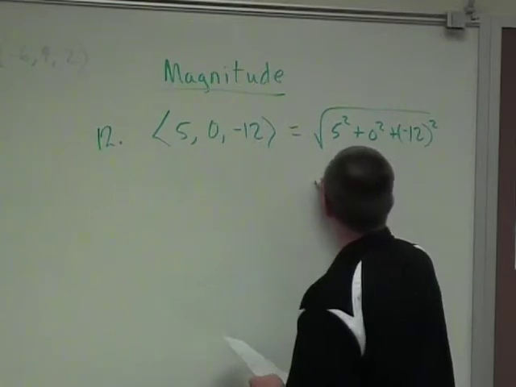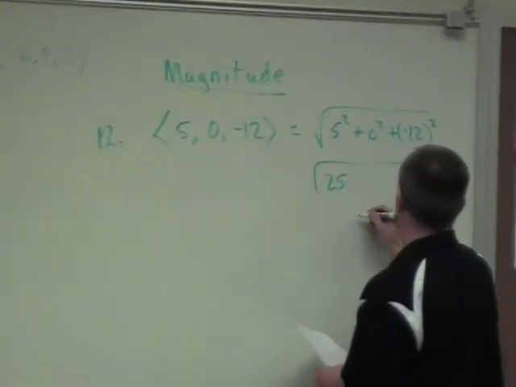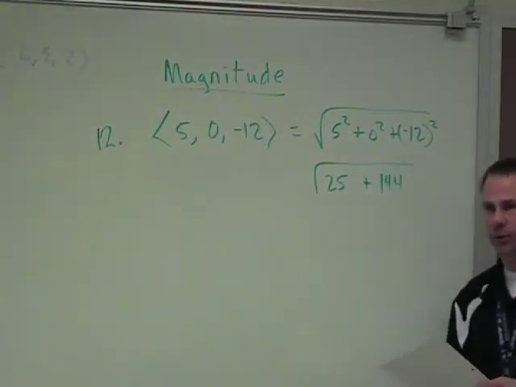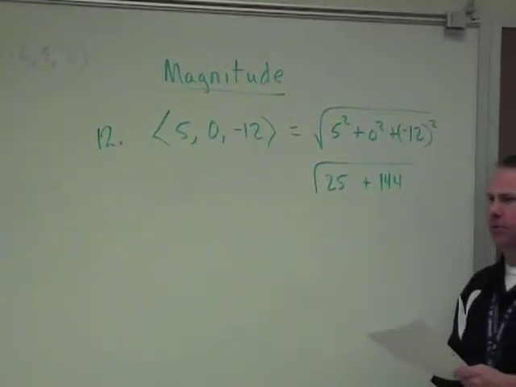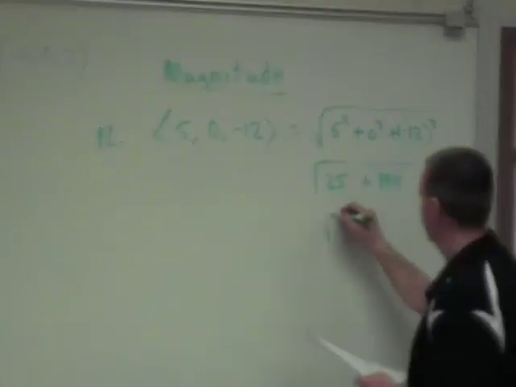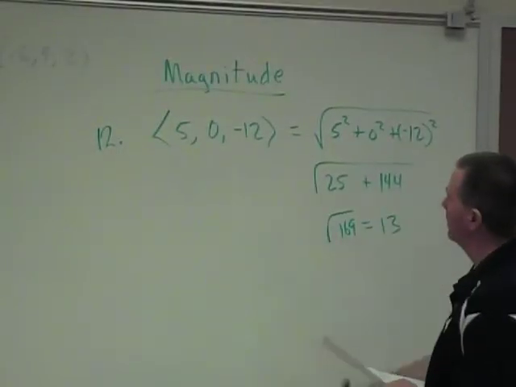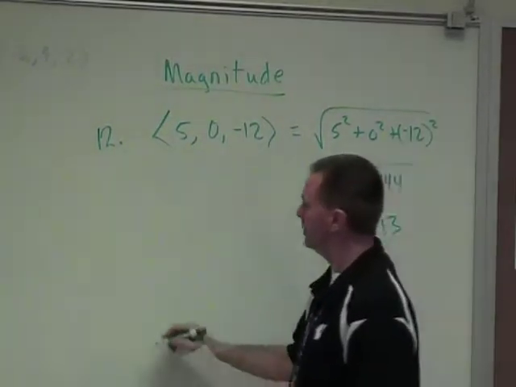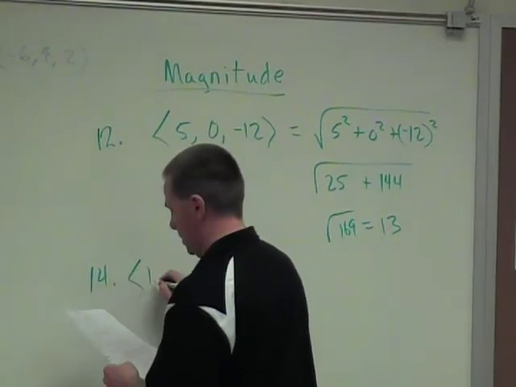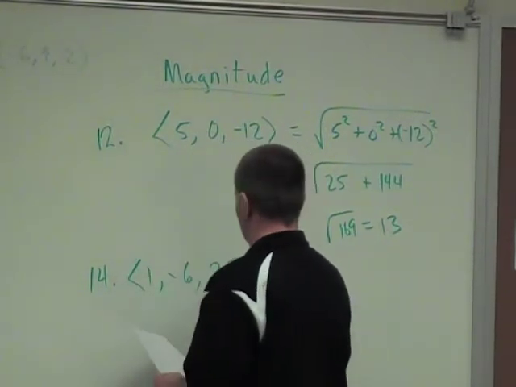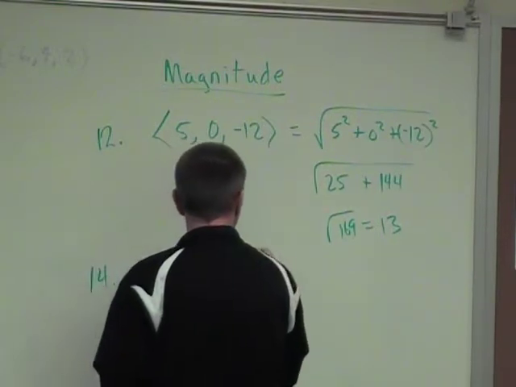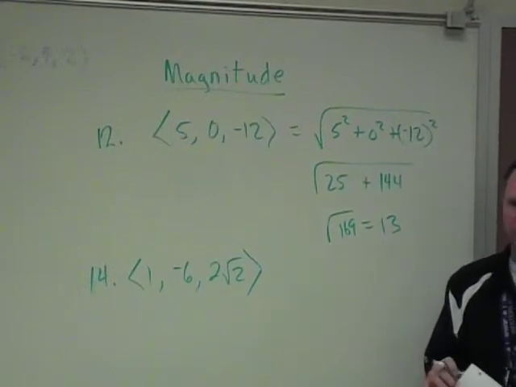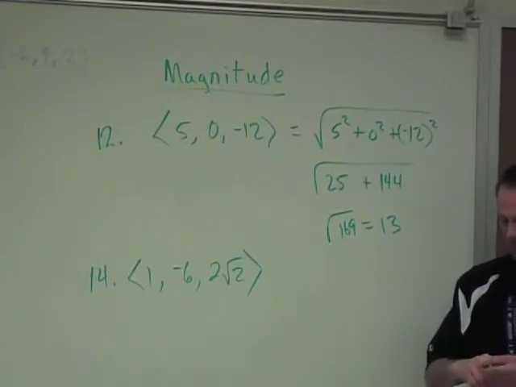Braxton, what's 5 squared? 25. What's negative 12 squared? 144. What's 25 and 144? 169. Yeah, the square root of 169 is 13. Good. So the magnitude of that is 13. Alright, now you guys all do this one. This is number 14. We'll do 1, negative 6, and 2 radical 2. Tell me what you get in reduced radical form, if you need to, for that magnitude.